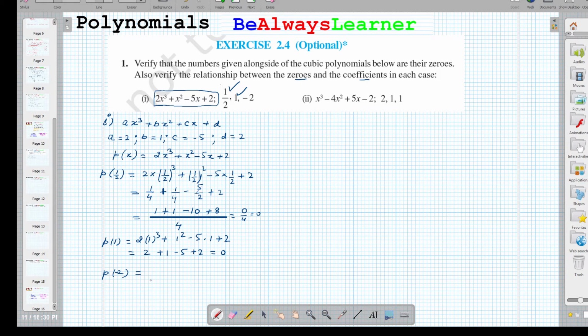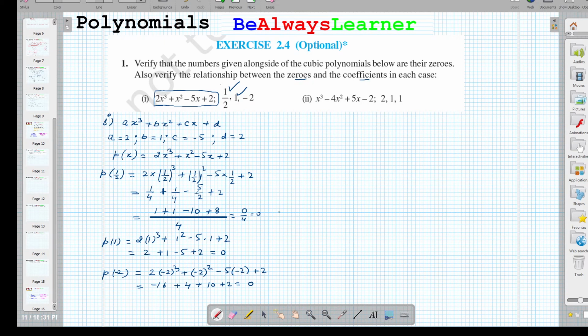Another, p(minus 2), hume compute karna hai. So again, we are going to put the value of x into p(x). Hume minus 2 ka dhyan rakhna hai, minus ka jo symbol hai, uske karan kahi mistake na ho. Theek hai? So, this comes out to be 2 into minus 8, that is minus 16, negative sign, and plus 4, and this is plus 10 and this is plus 2, which comes out to be 0. It means all three values are the zeros of the given polynomial.